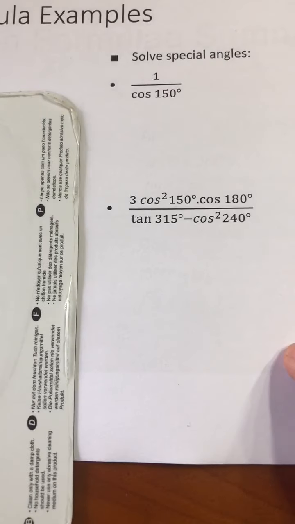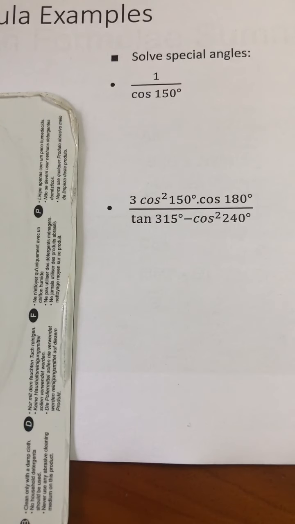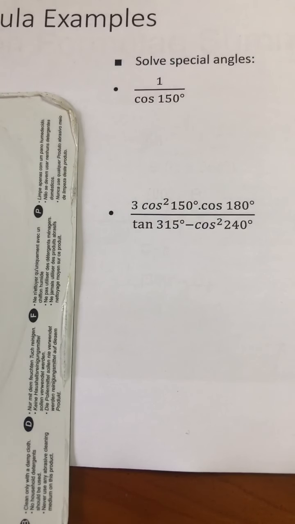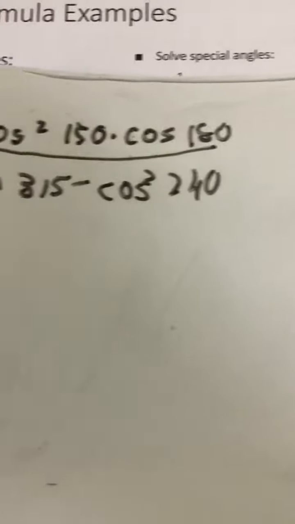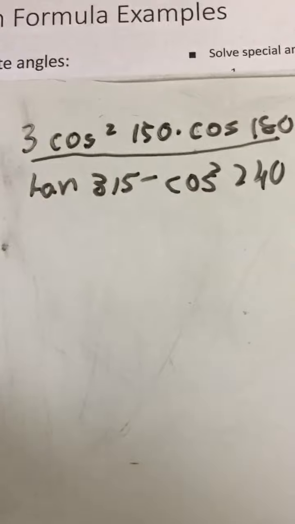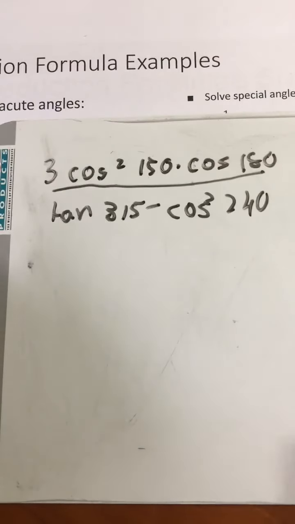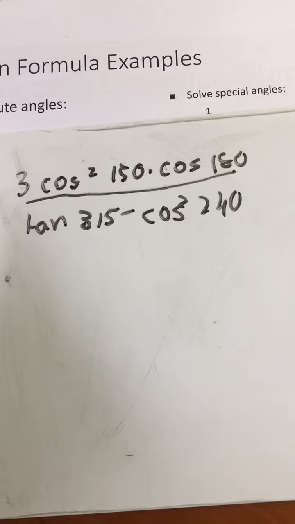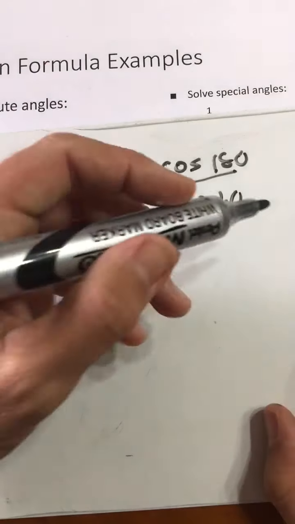Right, so I'm going to write this one down here. 3 cos squared 150 over cos 180 over tan 315 minus cos squared 240. Okay, so these questions here, I'm just going to zoom this out a little bit so that it fits on nicely. These sums here are usually worth quite a lot of marks, and they're not difficult marks.